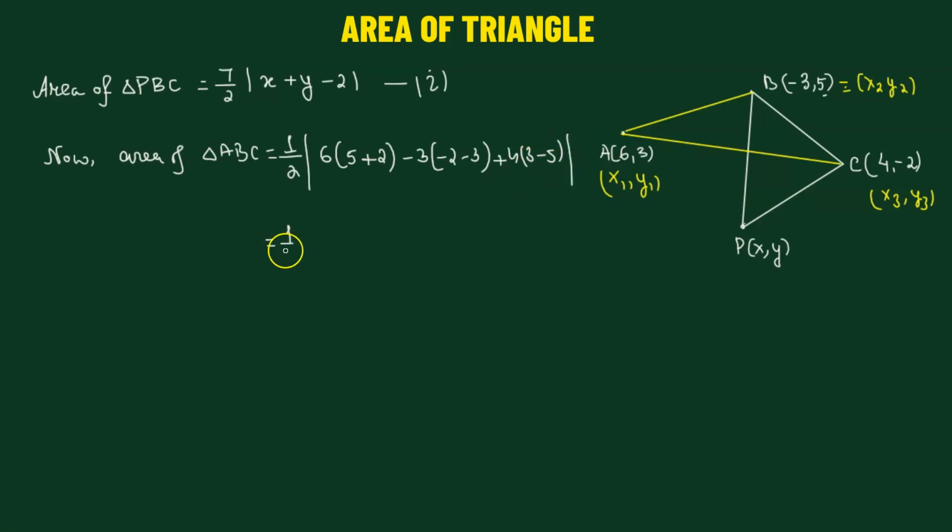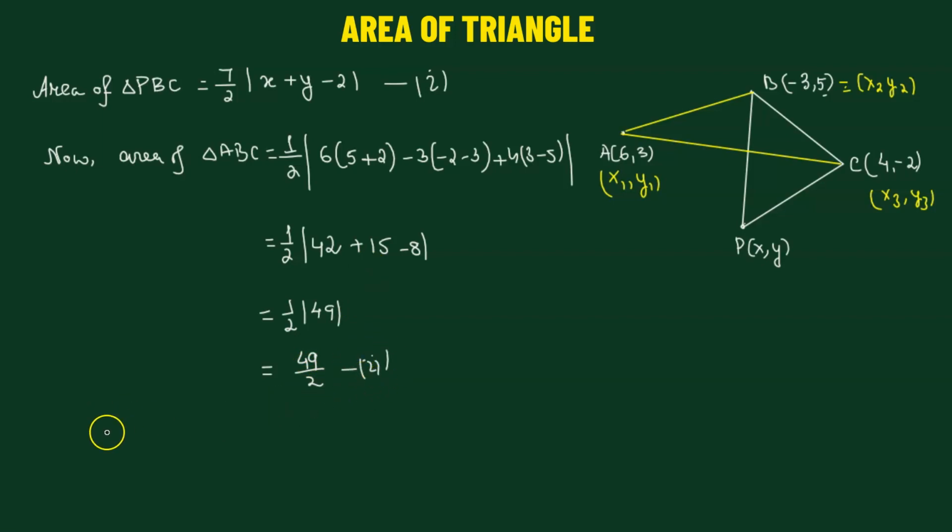This will now be equal to half multiplied by, so 5 plus 2 that's 7. 7 times 6 that's 42. We have negative 2 minus 3 that's negative 5. Negative 5 multiplied by negative 3 that's going to be positive 15. Then we have 3 minus 5, that's going to be negative 2. So negative 2 times 4, that's going to be negative 8. So this gives us half multiplied by, 42 plus 15, that's going to be 57. So 57 minus 8, that's 49. So we have the area of triangle ABC comes out to be 49 over 2. Now let this be number 2.